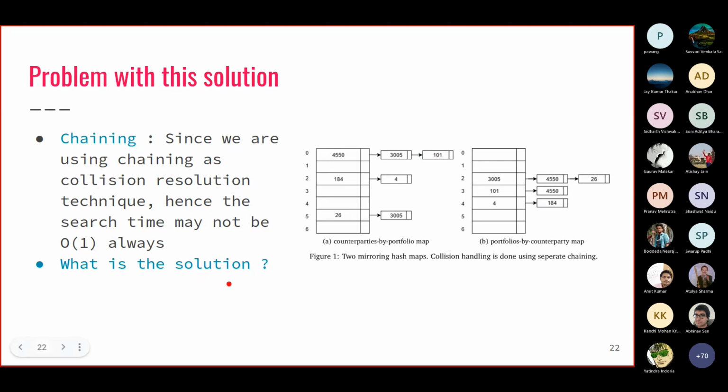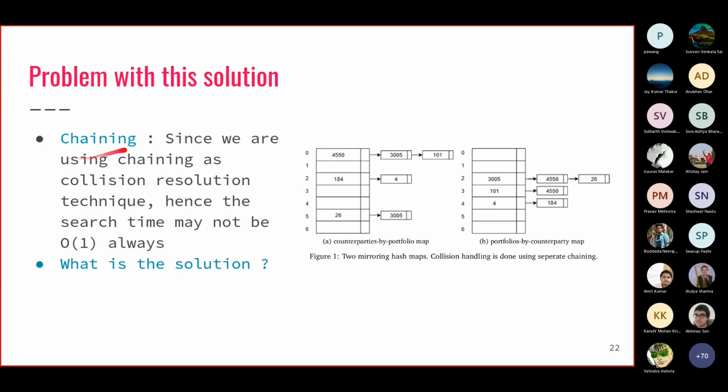Sir, I had one doubt. When we delete, we first go to the counterparty map and find the list of portfolios corresponding to that counterparty. Yes. And then we go to the portfolio map and we check only those portfolios in which that counterparty is present. But we have to traverse the entire linked list, right? Yes, in that case we have to traverse the portfolio. We have to traverse the entire linked list till we find it. Yeah, that is the problem. That's why I'm saying.